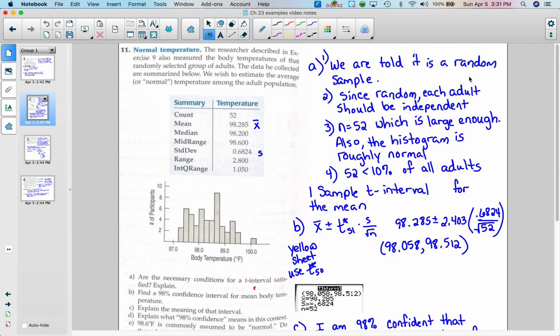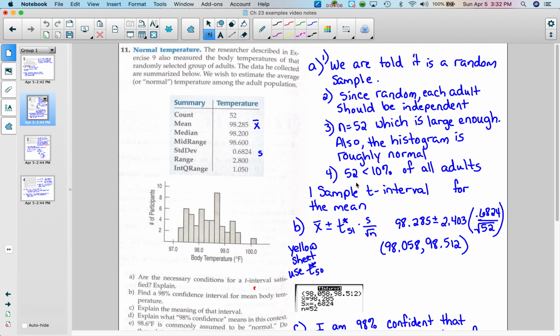So I went through those. First, in the problem, I'm told it's a random sample, so I wrote that down. Since it's random, each adult should be independent. We're told that n equals 52. Remember, if it's bigger than 40, that's big enough. So it's large enough, and also we were given a histogram, and it looks roughly normal, so we're good. And even though n is bigger than 40, they gave you the histogram. You should mention that as well.